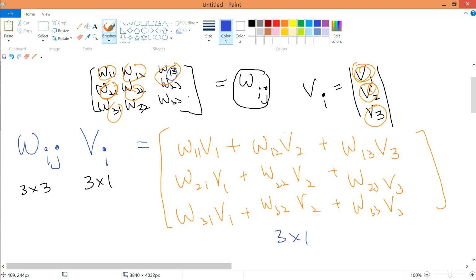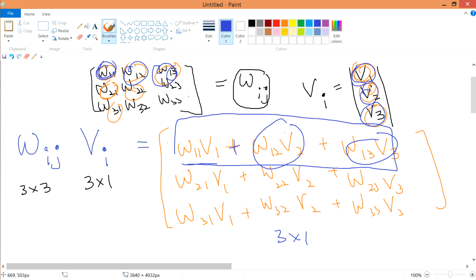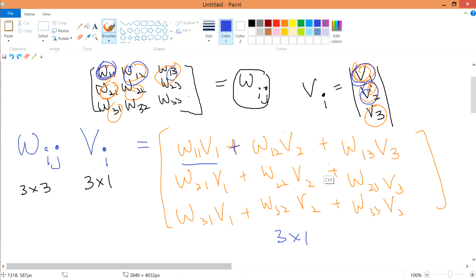For the matrix multiplication of this 3 times 3 and 3 times 1, w11 multiplied by v1 is over here, plus w12 multiplied by v2 is over here, and w13 multiplied by v3 is over here. It's just a summation of them together. For the subsequent rows, we just do the same thing. It's simply matrix multiplication. That's all. It's pretty straightforward.